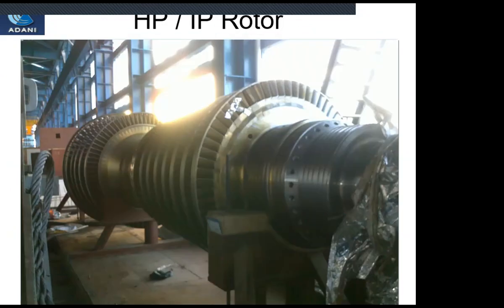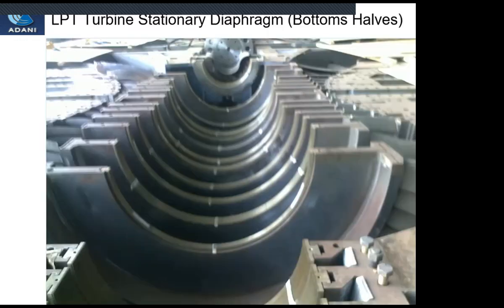Different types of rotor turbine blades. These are the guide blades or casing blades over here. These are the guide blades, lower half. If we close it, the rotor will be placed inside it and the cover will be done. So the complete turbine will be set.